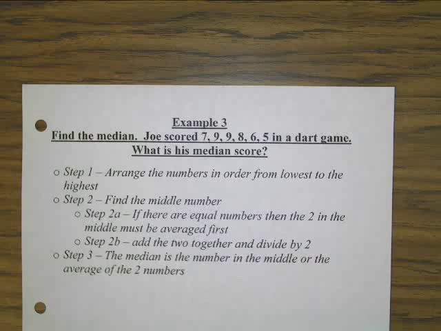The median is the number in the middle or the average of the 2 numbers. So if you have 3, 5, 7, 9, 11, you have an odd amount of numbers, it's the number that falls directly in the middle of the list. If you have an even set of numbers, it's the middle 2 numbers averaged together. All right, do the example. When you think you know the answer, raise your hand and then just put it back down.